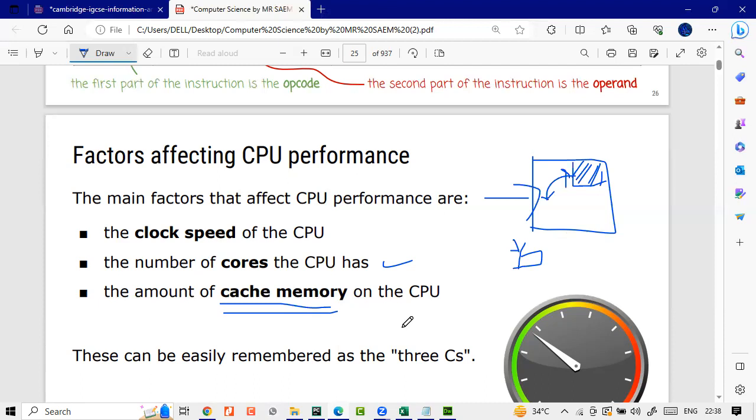You know the cores, like Intel Core 7. Exactly. Yes.